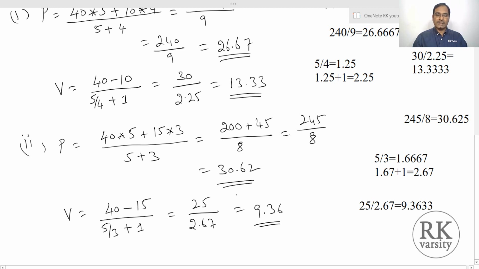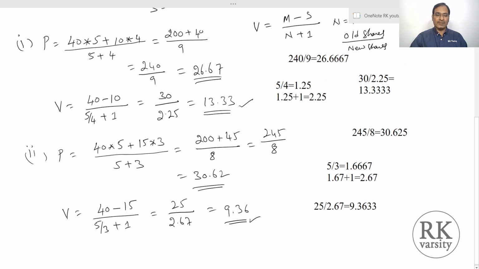The existing shareholders will get a greater benefit when the shares are issued at par. That is, the value that they are getting is 13.33. Here the value that they get is 9.36. So this is how you need to determine the theoretical price of a rights issue as well as the value of a rights issue.